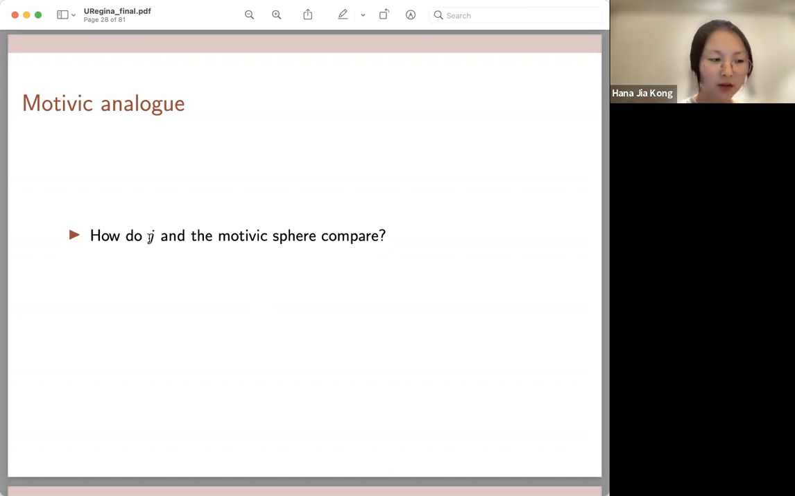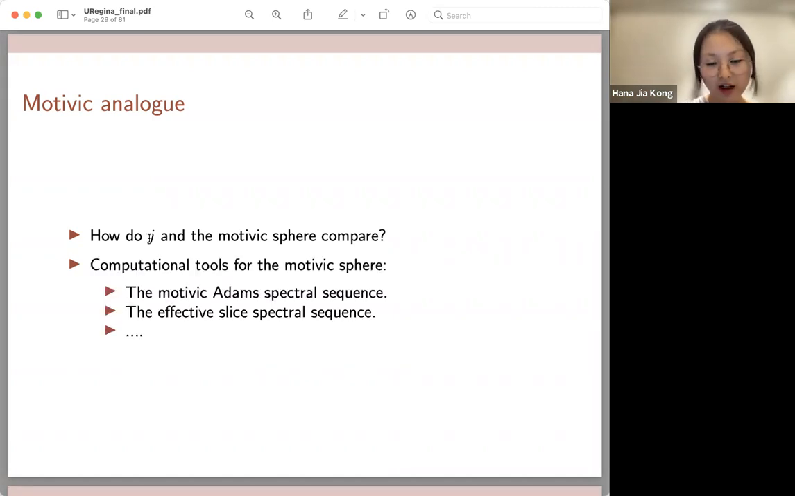And to answer these questions, we need to talk about computations. So computational tools for the motivic sphere, I listed two here. One is the motivic Adams spectral sequence, and the other is, as in the title of this talk, the effective slice spectral sequence. The second one is the main computational tool for the little j spectrum, but I would like to first spend some time on the motivic Adams spectral sequence to show how the spectral sequence calculation works in the motivic case.